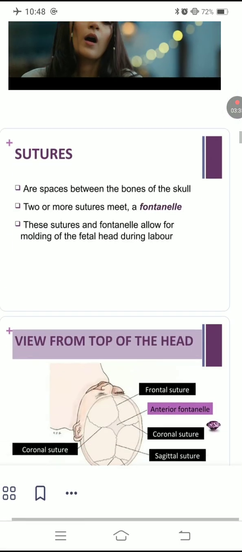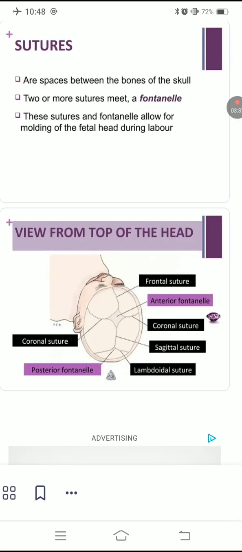Let's discuss sutures in brief. Sutures are the spaces between the bones of the skull. Where two or more sutures meet is called a fontanelle. These sutures and fontanelles allow for molding of the fetal head during labor.